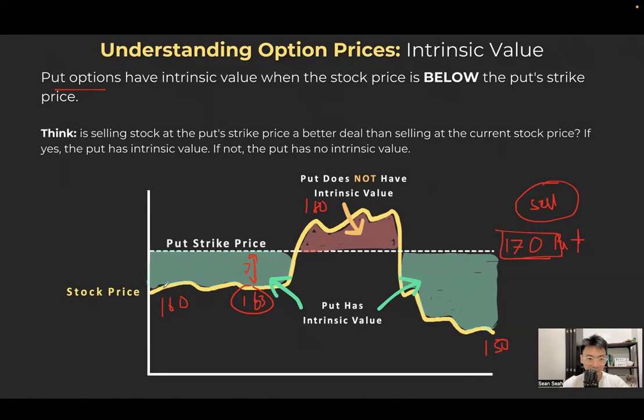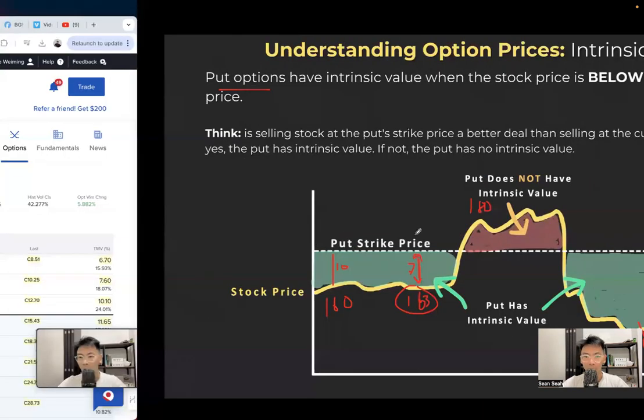If the share price drops to 160, the strike price never moves. Once we lock it in, we lock it in. If it drops to 160, the intrinsic value is $10. If it drops all the way down to 150, we can buy shares at 150 and sell at 170. The intrinsic value is $20. So this is the intrinsic value of the options.